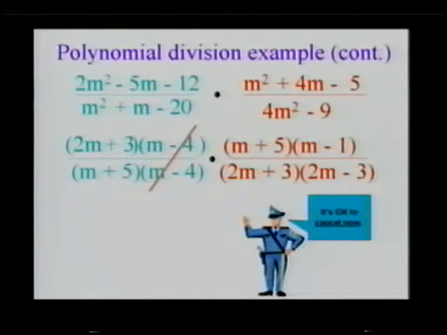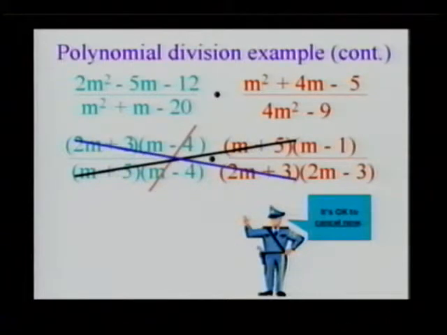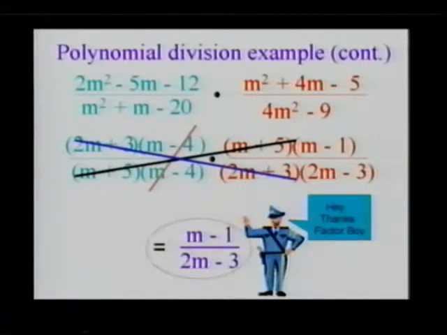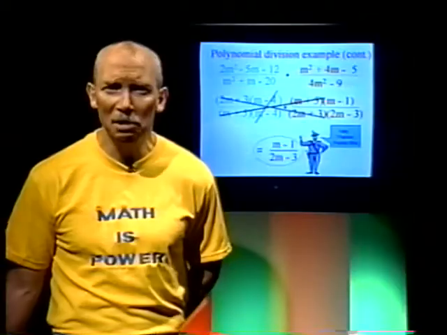To cancel. Okay, the m minus 4s are gone. This is kind of the fun part. M plus 5s, they're out of here. Anybody else? Oh, look at this. This is going away like you've never seen. And the only thing that's left is m minus 1 over 2m minus 3. It's not so bad, is it?